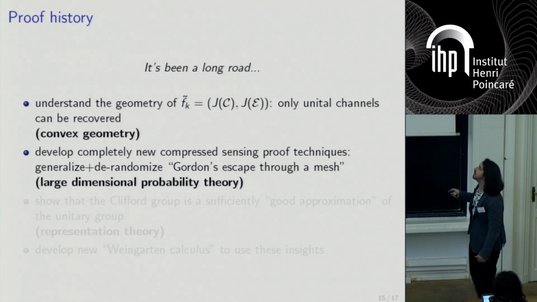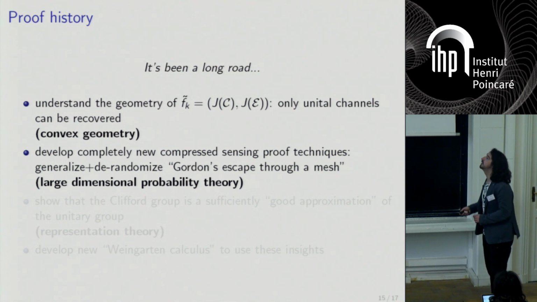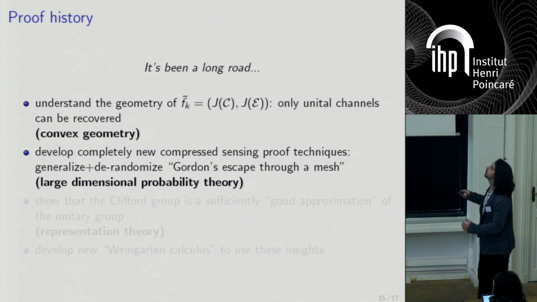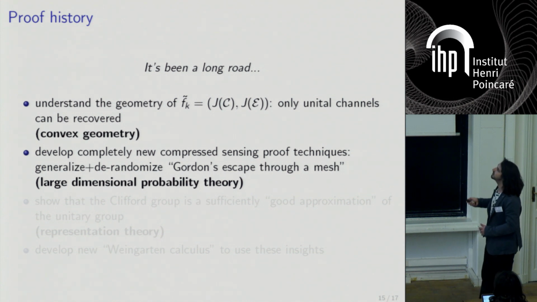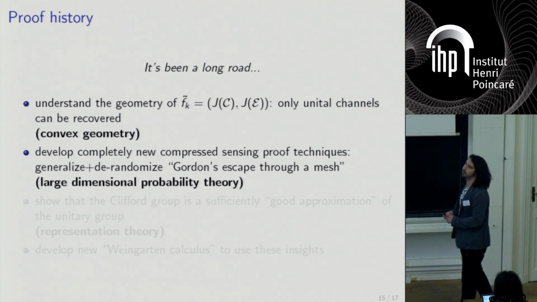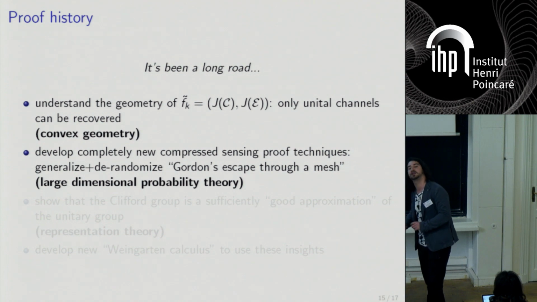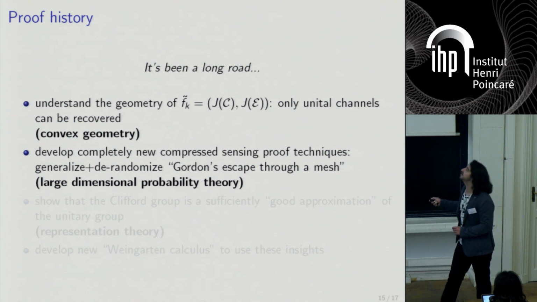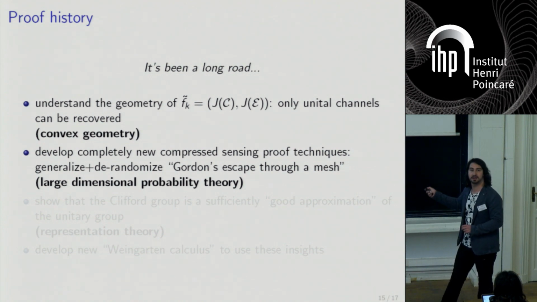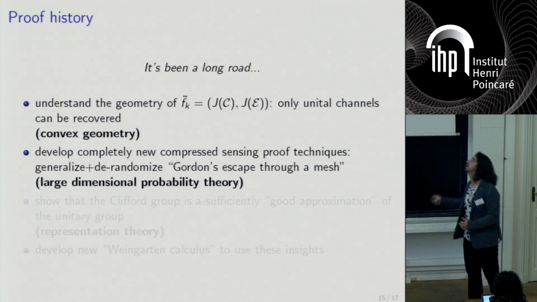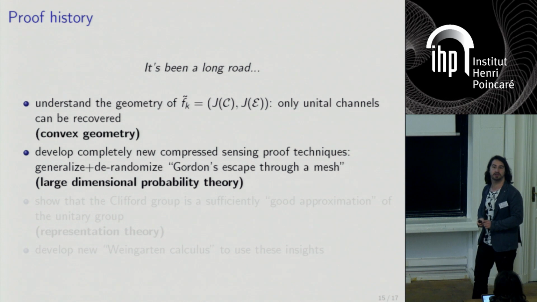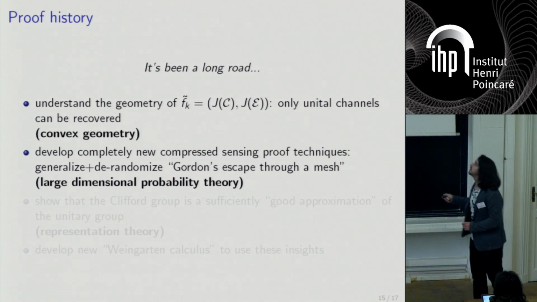So we actually had to develop completely new compressed sensing proof techniques, and the way we did that, and of course it's not only us, the compressed sensing community also helped, is we went back to old techniques in random matrix theory developed by Gordon in the 70s. Gordon's escape through a mesh is a famous example. Then we somehow had to generalize this because these old techniques only apply to Gaussian random matrices. Well, surprise, this is not a Gaussian random matrix either. So we had to generalize this.